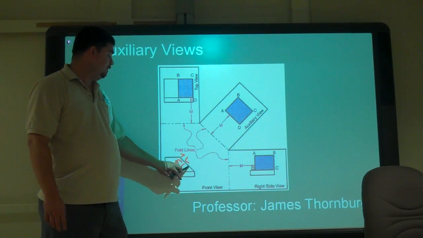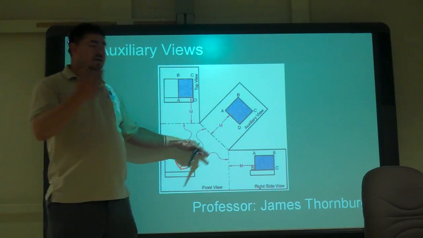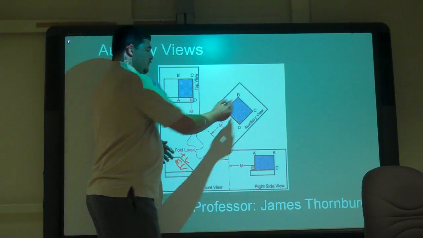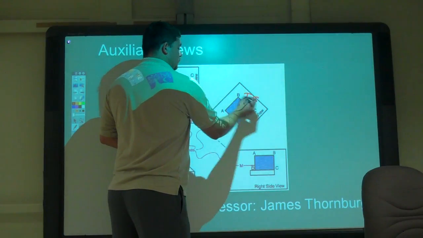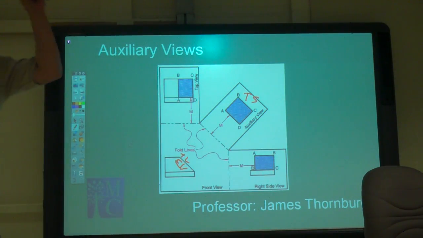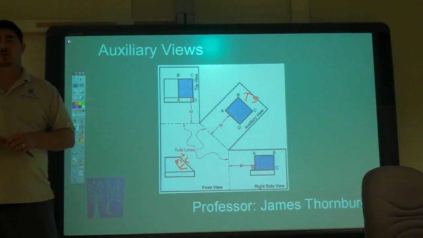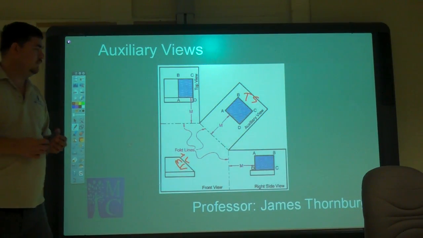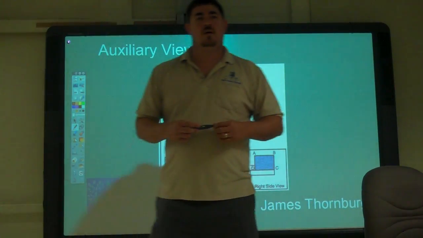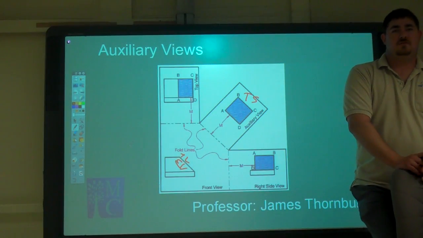Okay. So when I make a folding line parallel to that surface, and I project, now that view is true shape, or true shape and true size, right? It's the right shape and it's the right size. It's got the exact proportions of the surface. Does that make sense? So TS is true size. Yeah, true size, true shape. Any questions on this?